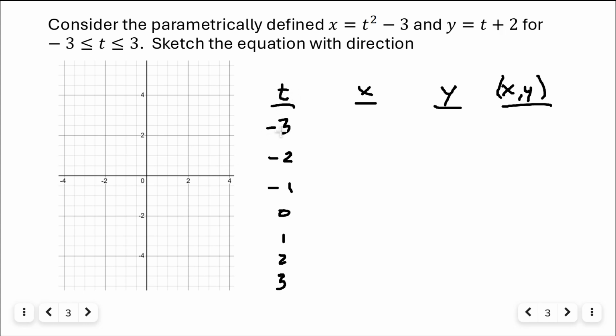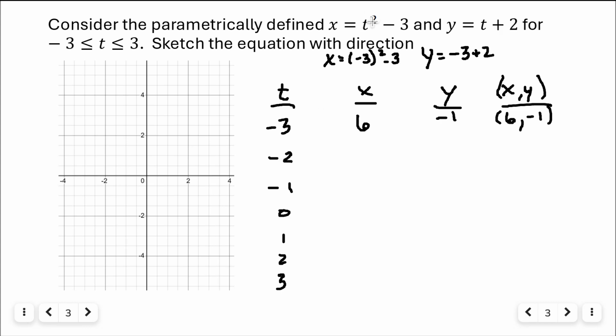So if I substitute t equals negative 3, we'll do it in full the first time only, and after that we'll figure it out quickly. Negative 3 squared is 9, 9 minus 3 is 6. If I plug t in for y, I get negative 3 plus 2, that's negative 1. So the coordinate point would be 6, negative 1. Okay, so that's the idea. Let's just fill out this chart real quick.